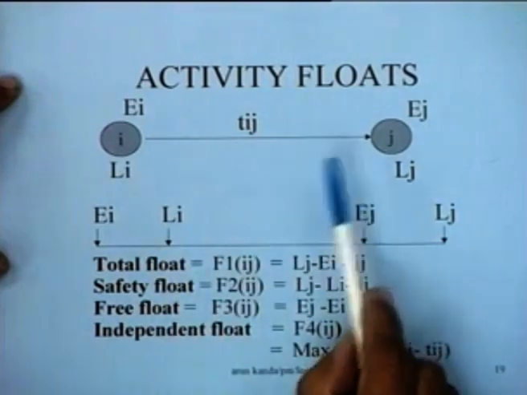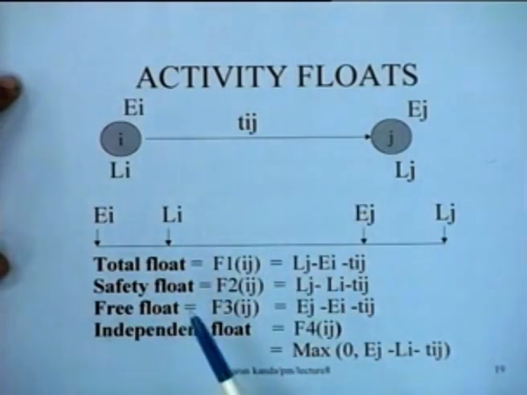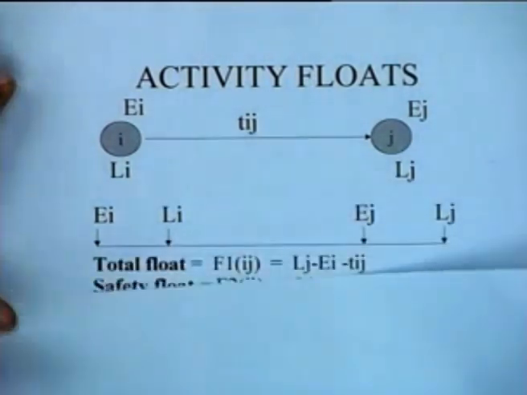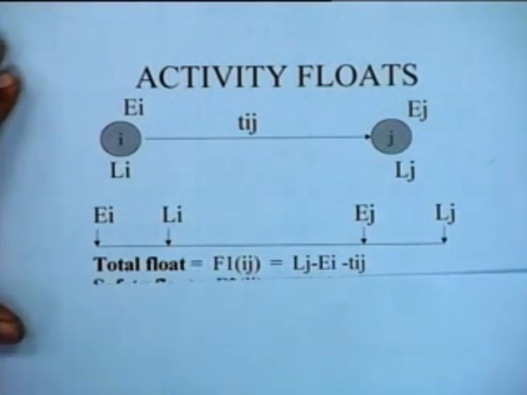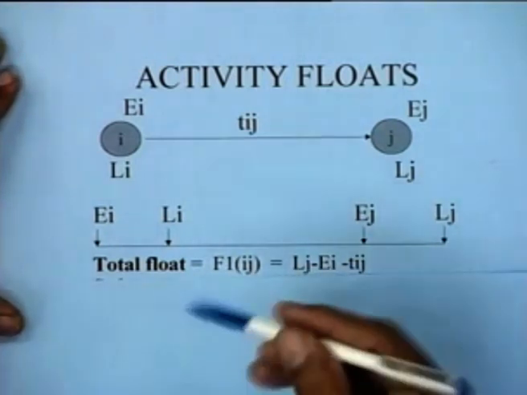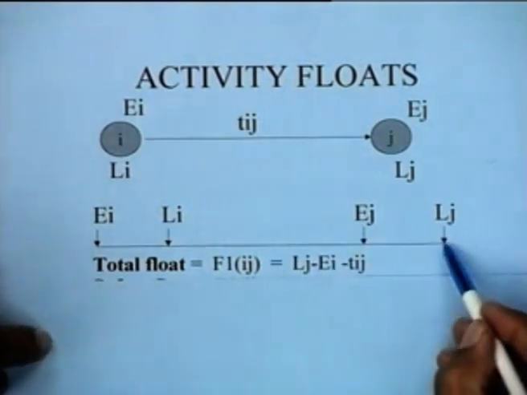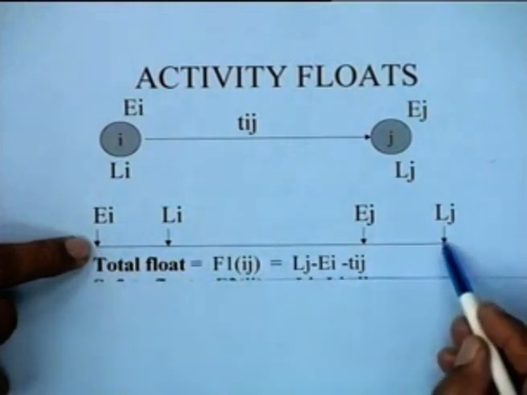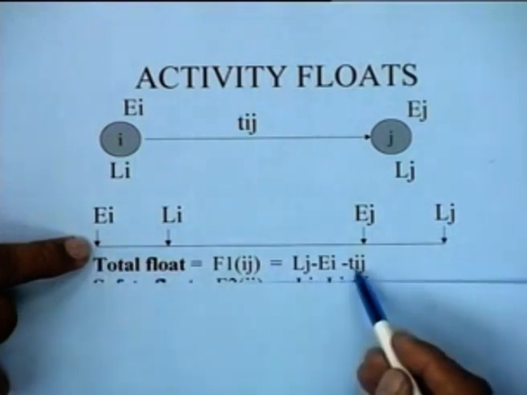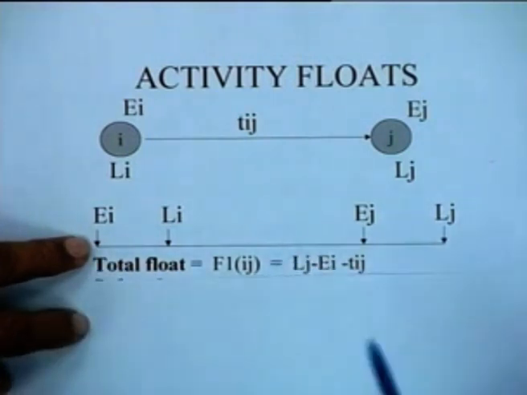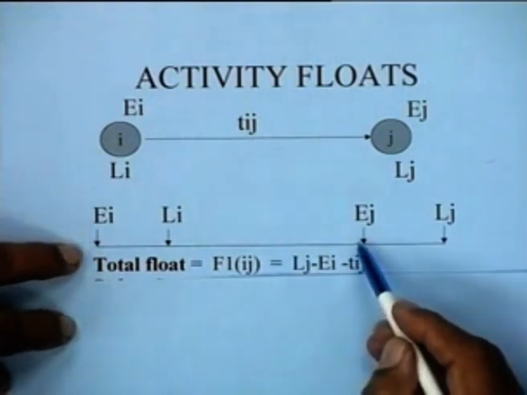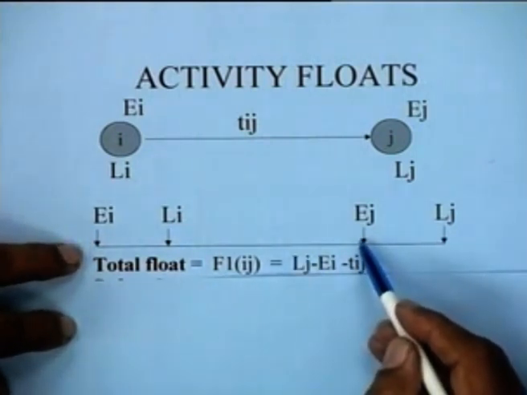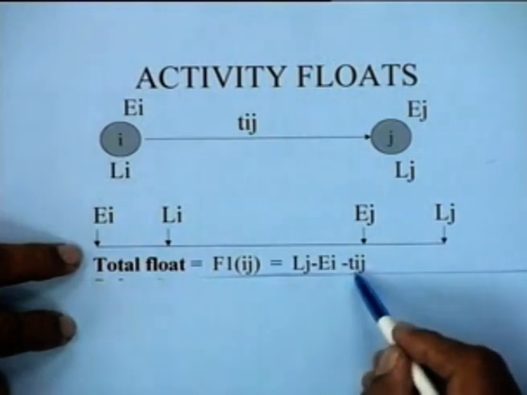For each activity we can define 4 kinds of float. The total float for an activity, let us talk about the total float first. The total float of the activity is defined as Lj minus Ei minus Tij. So, it means that you are getting the maximum time duration for performing the activity, Lj minus Ei, and this is the maximum possible flexibility that can be given as far as activity ij is concerned, and this quantity so computed is defined as the total float.